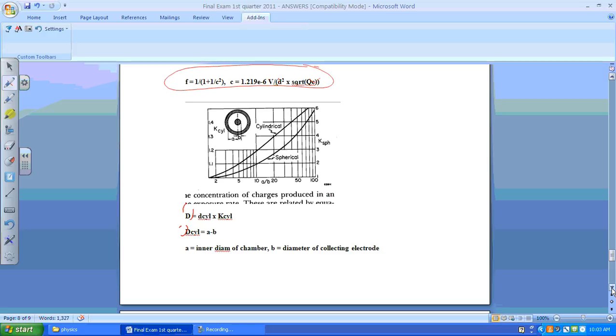And this d is the same d as this d up here. So you calculate your d CYL from a minus b of your cylindrical chamber, put that in here, multiply by your k, and then you get your d, which you can put in here. And that's how you get your collection efficiency for a cylindrical chamber. If you have a plane parallel chamber, you can ignore all this and go straight to this.